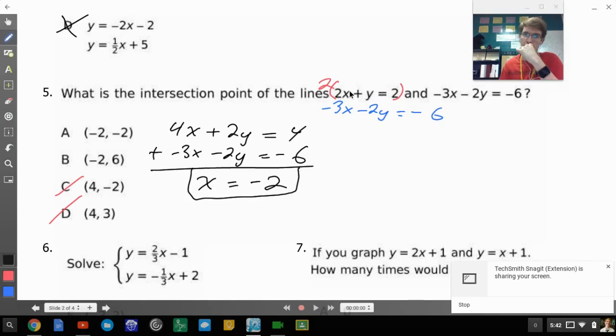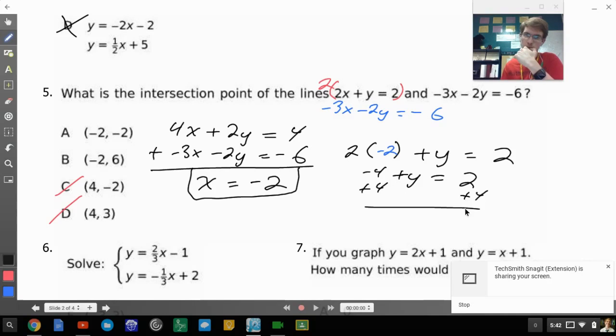Now, let's go up here. 2x + y = 2. If I plug in x is -2, that gives me -4 + y = 2. Add 4 to both sides. y = 6. That is B.